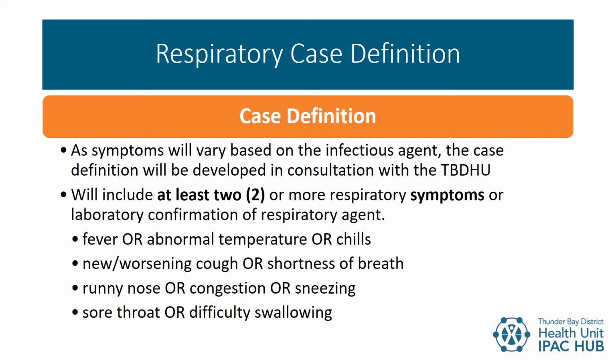The case definition for a general respiratory outbreak must include at least 2 or more of the respiratory symptoms or a lab confirmation of a respiratory agent. The defining symptoms include fever or abnormal temperature or chills, new or worsening cough or shortness of breath, runny nose or congestion or sneezing, sore throat or difficulty swallowing.